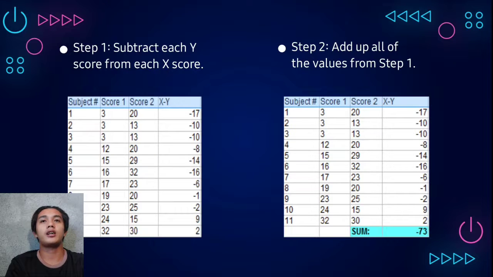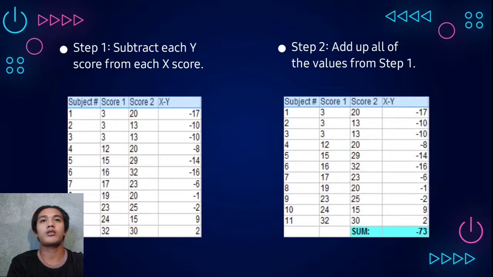The x score for subject 1 is 3 and 20. So, 3 minus 20 is equal to negative 17. 3 minus 13 is equal to negative 10. 3 minus 13 is equal to negative 10. 12 minus 20 is equal to negative 8. 15 minus 29 is equal to negative 14. 16 minus 32 is equal to negative 16. 17 minus 23 is negative 6. 19 minus 20 is negative 1. 23 minus 25 is negative 2. 24 minus 15 is equal to 9. 32 minus 30 is equal to negative 2.